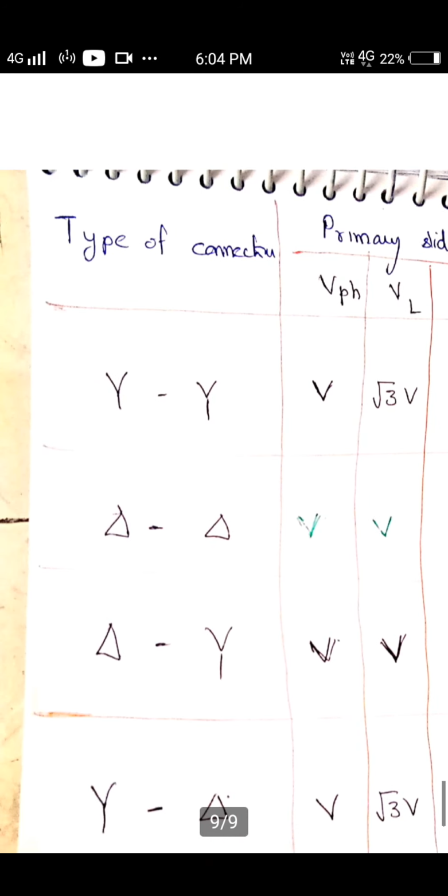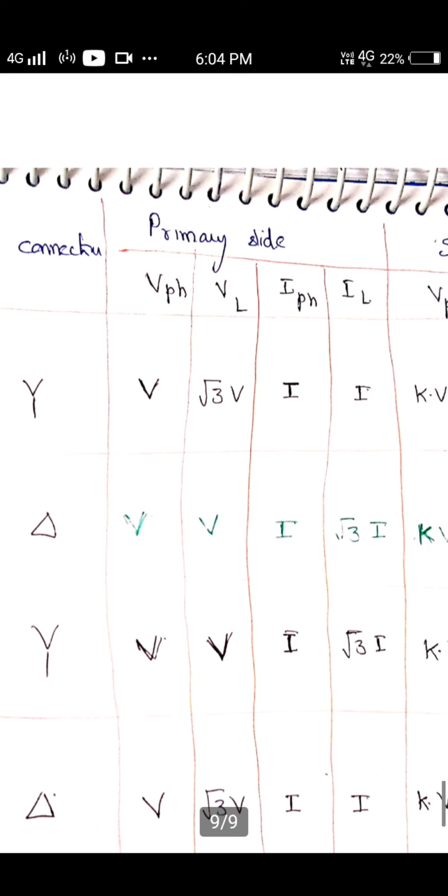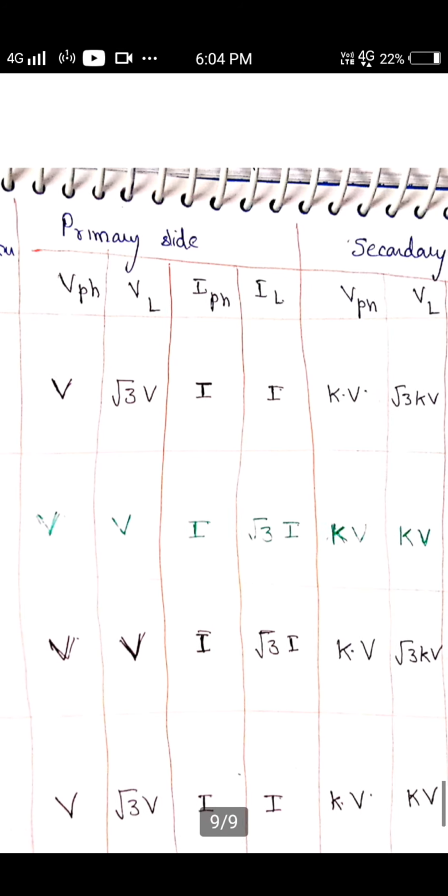Now come to the delta connection here. The phase voltage I assumed as V. So then what is the line voltage? The line voltage is also V. Now come to the phase currents. The phase current I am going to assume here is I, and the connection is delta. So what is the line current? Root 3 into I.